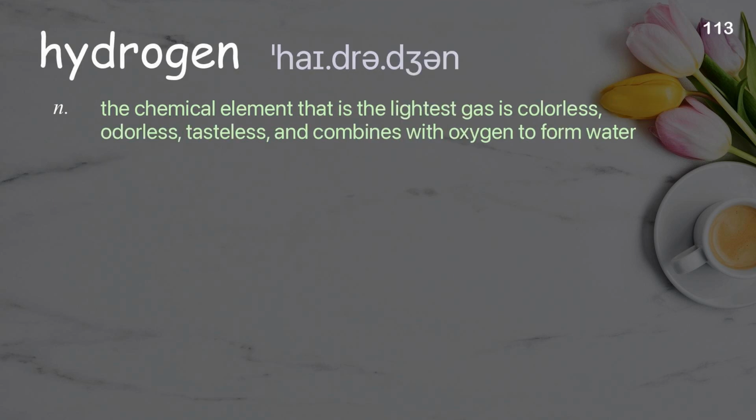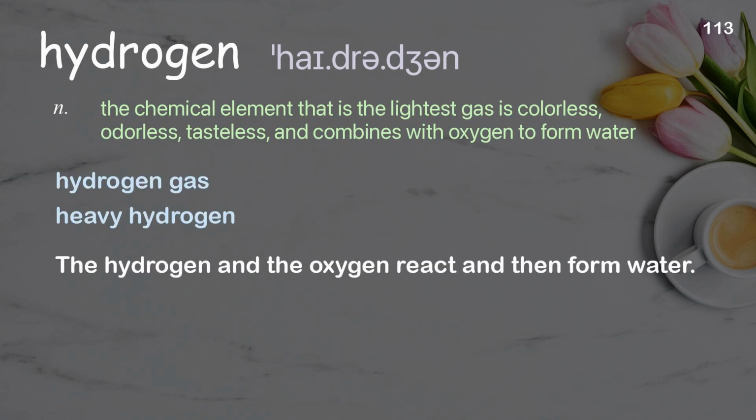Hydrogen. The chemical element that is the lightest gas, is colorless, odorless, tasteless, and combines with oxygen to form water. Examples: Hydrogen gas. Heavy hydrogen. The hydrogen and the oxygen react and then form water.